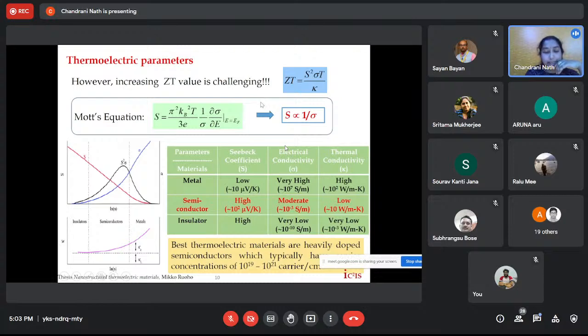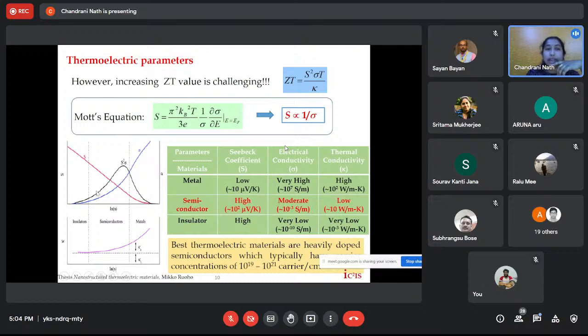But it is easier said than done. Increasing ZT is quite challenging. Why? Because these parameters, as I described in the earlier slide, are interrelated. How? From the Mott equation, we can see that the Seebeck coefficient is inversely proportional to conductivity. That means if we try to increase the conductivity of a material by doping, by increasing the carrier concentration, on the other hand, the Seebeck coefficient will continue to decrease.